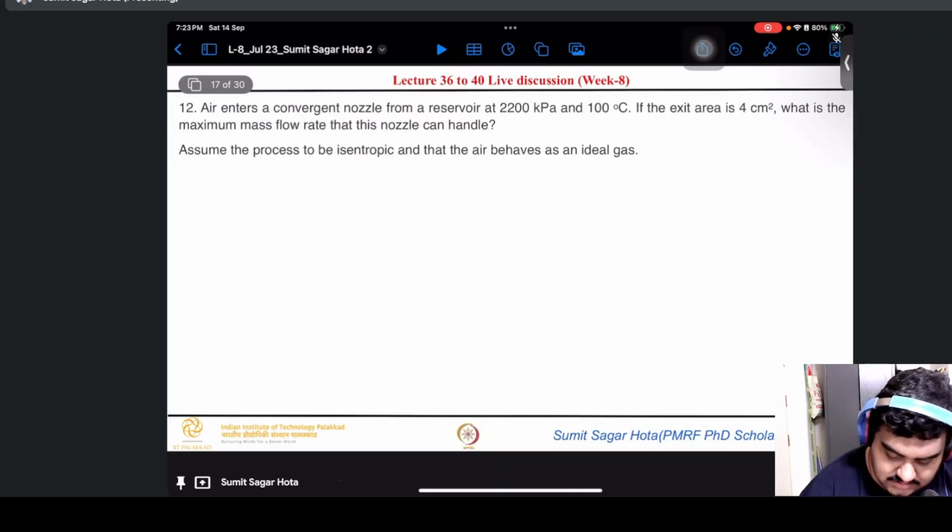So next question. Air enters a convergent nozzle from a reservoir of 2200 kilopascal and 100 degrees Celsius. If the exit area is 4 centimeter square, what is the maximum mass flow rate that this nozzle can handle? Assume the processes to be isentropic, and that the air behaves as an ideal gas. Okay, so it's a very simple question.